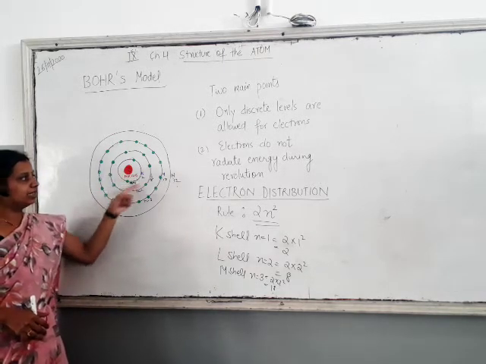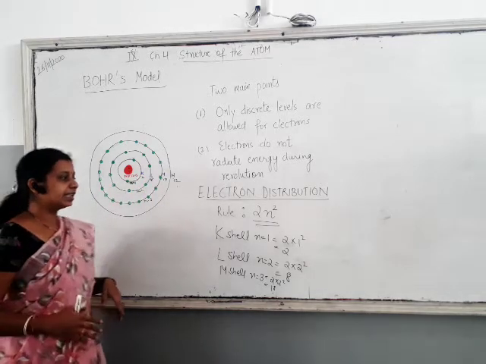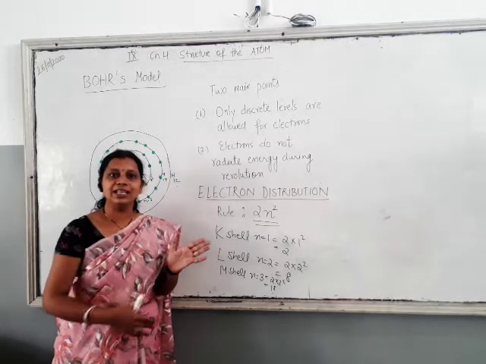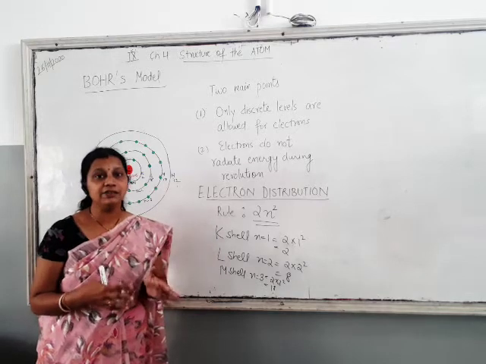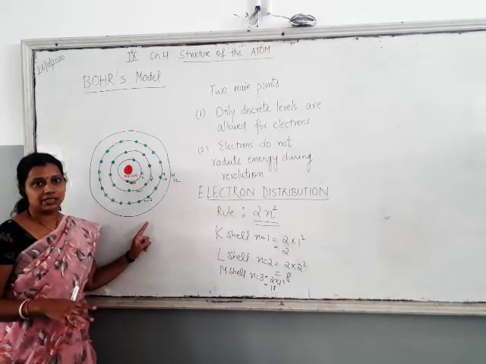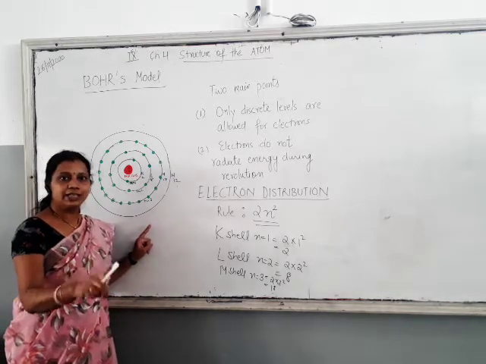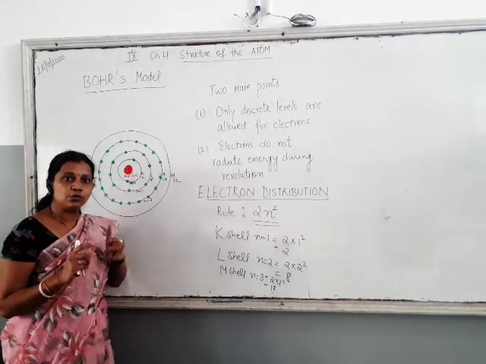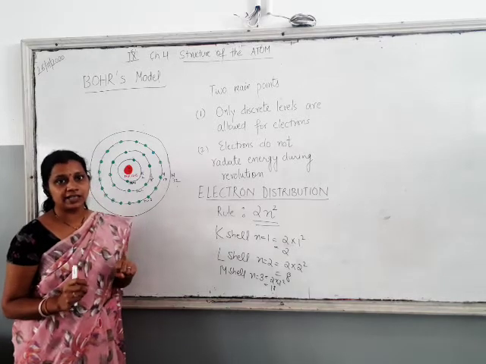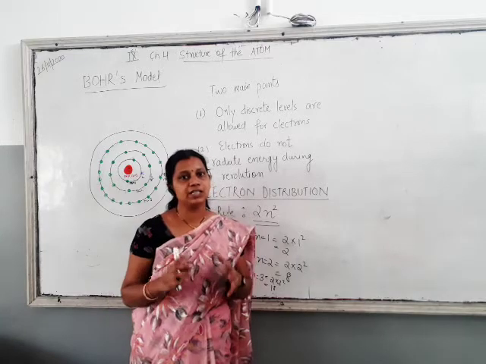In the center you have the nucleus, and then K shell, L shell, M shell, N shell. In the next class, we will take the first 20 elements of the periodic table, and then we'll try to draw the electron distribution for those elements. For example, we'll take hydrogen. In hydrogen, there is no neutron. There is only 1 electron and 1 proton. So how are we going to draw the shell diagram or electron distribution diagram of hydrogen? Like that, we will try to do it for the first 20 elements of the periodic table.